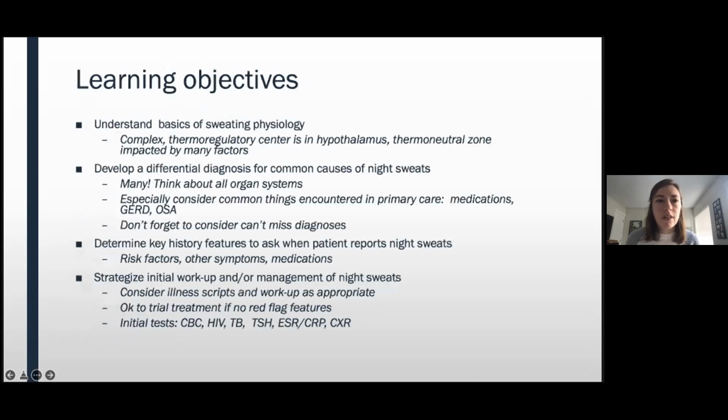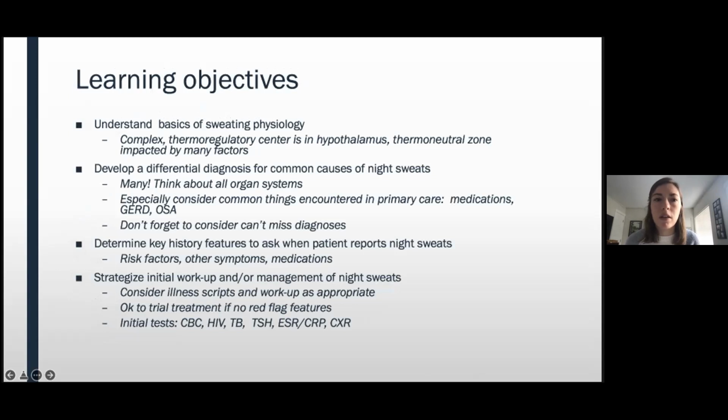So just to revisit our learning objectives and some take-home points. We wanted to understand the basics of sweating physiology. We just want to remember that it's a complex process. The thermoregulatory centers in the hypothalamus, and the thermoneutral zone that's set there, are impacted by a lot of different factors. We wanted to develop a differential diagnosis for common causes of night sweats.